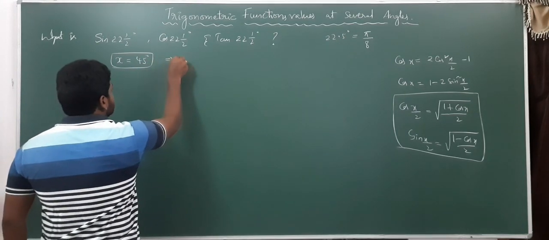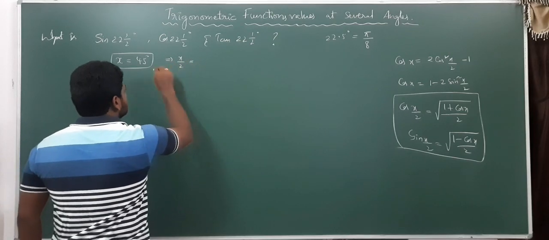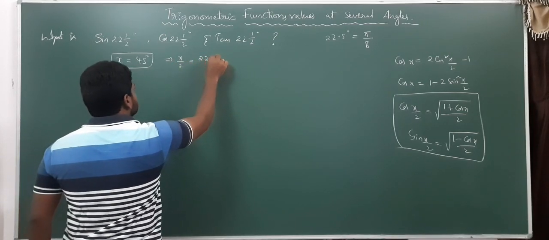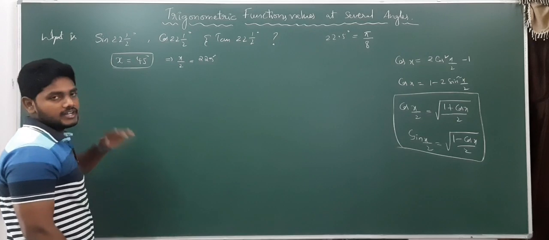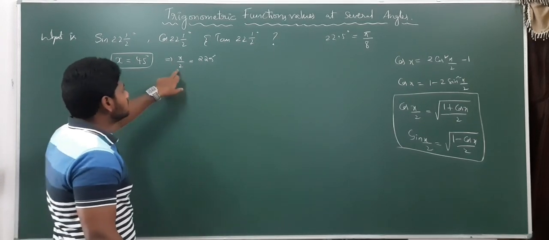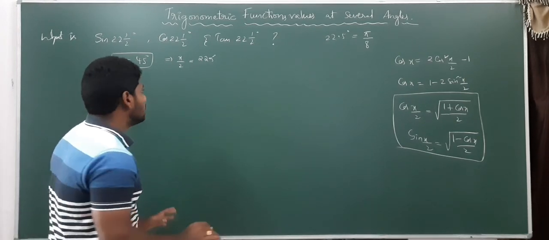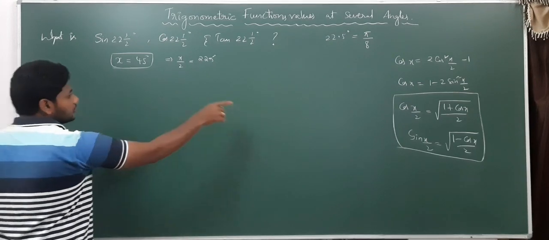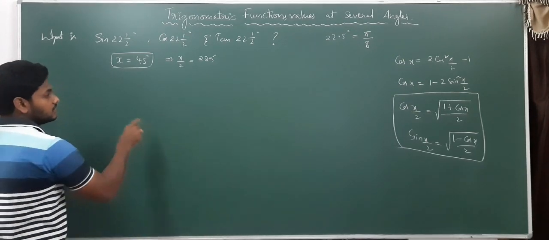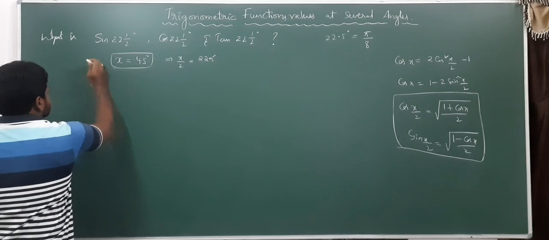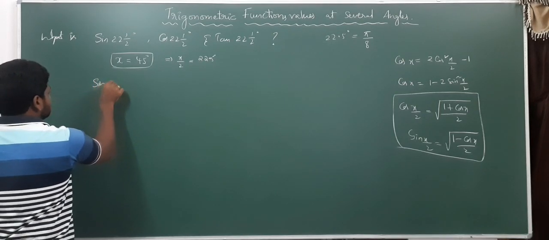Then what may be x/2? x/2 is nothing but 22.5 degrees only. If I consider x equal to 45, x/2 is nothing but 22.5 degrees. Now I will consider by using that formula. What is sin x/2?